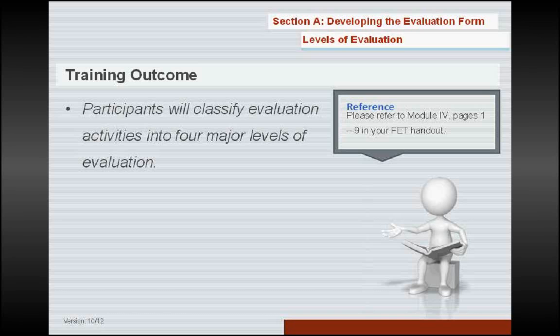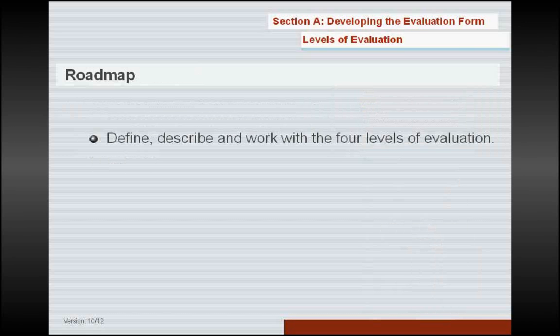This is the training outcome today. You're going to have an opportunity to learn about and practice classifying evaluation inquiries into the 4 levels of evaluation. Also, feel free to access the identified pages in your FET handout if you happen to have them. If you don't, definitely go back and check those pages after we're done with this call. Here's the roadmap. Just take a moment and read this.